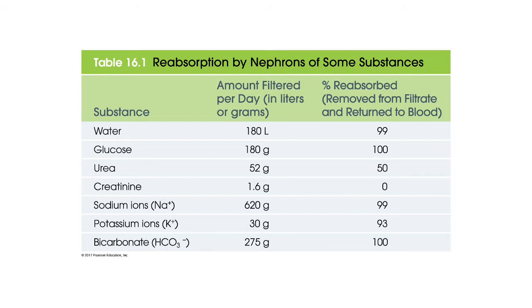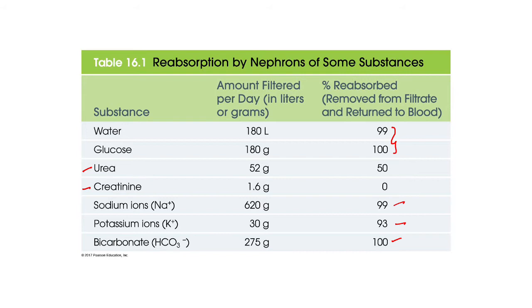And table 16.1 shows basically how much of substances are filtered and how much of that actually gets returned to the blood. So notice things like water and glucose, almost 100% of those things are actually reabsorbed back into the blood. Same with sodium ions, potassium ions, and bicarbonate. So we push a lot of stuff out in the glomerulus, but we reabsorb that back in. Things that we do want to keep in the filtrate include molecules like urea and creatinine. Those things don't get reabsorbed as much.